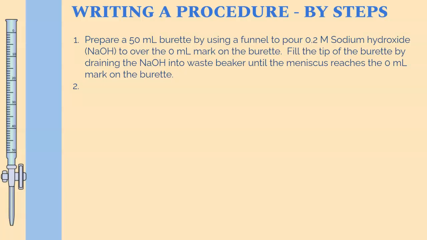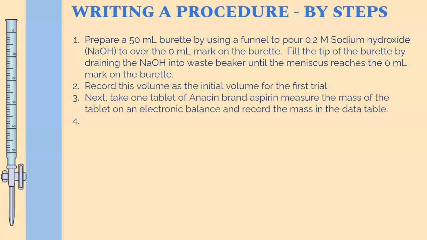We've got to prepare the burette. We're going to do all of that, make sure it's all ready. All right, if we go under the 0 mark, it's not a big deal. Don't panic. If you go under the 0 mark, just read the burette and put that in as your initial volume. It's not a big deal. You can't really mess up unless you're not reading the burette correctly. Okay, now we're going to record this volume as the initial volume for the first trial. So that's step 2.